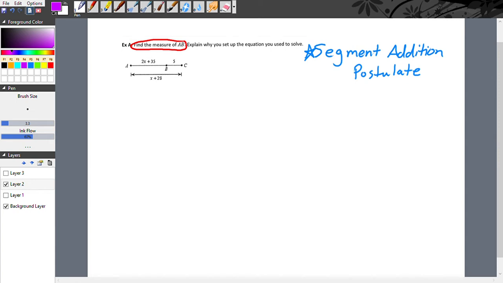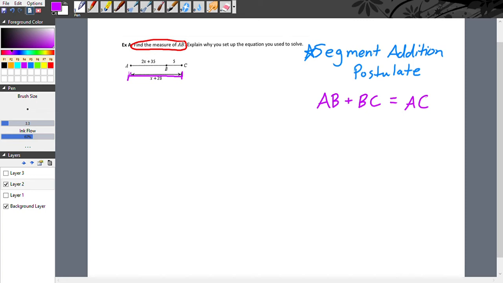So taking a look at what we have here, our largest segment is this one right here. It is the one that goes all the way across. It's this x plus 28. That's my whole segment. The other two, AB and BC, those are going to be my two parts of a segment. So what my segment addition postulate's telling me in this problem is that if I do segment AB, one of the parts, plus segment BC, the other smaller part, it's going to equal the length of segment AC, that one that's on the bottom.